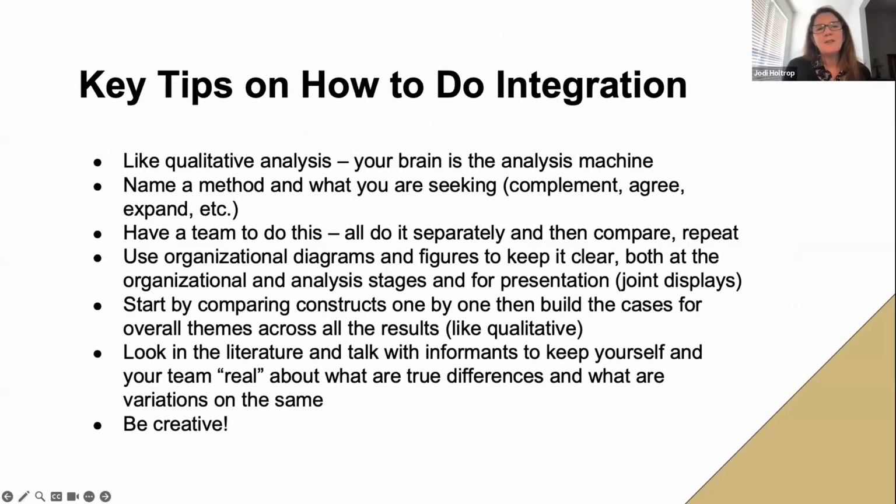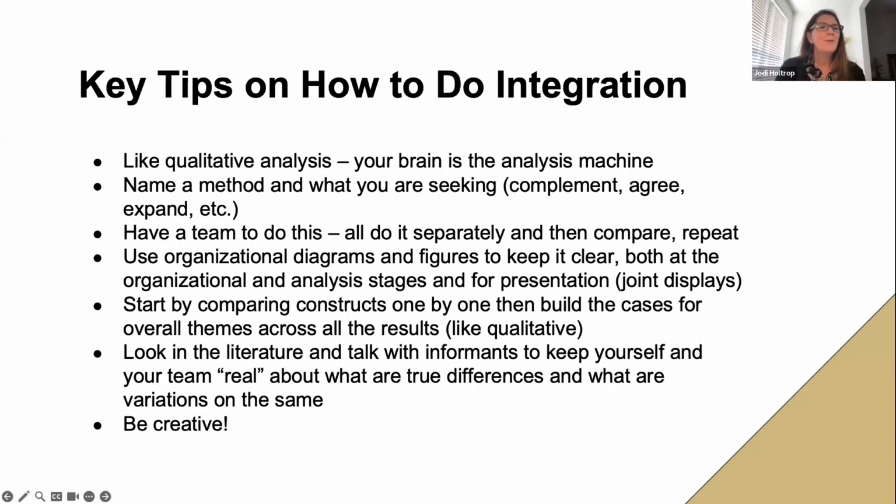So, some key tips on how to do integration. It's like qualitative analysis. Your brain is the analysis machine. With qualitative analysis, you can use a program like Atlas or NVivo or whatever to help you get organized. But at the end of the day, you've got to decide what it says. If you're trying to compare quantitative and qualitative, and you've got some survey results and some interview results, you've got to decide: do those things say the same thing or do they not say the same thing? To what extent do they overlap? A lot, a little, not at all. That's what you and your team are for.